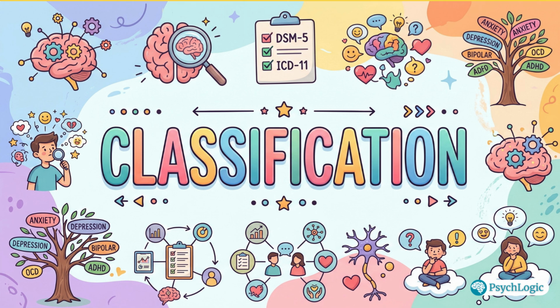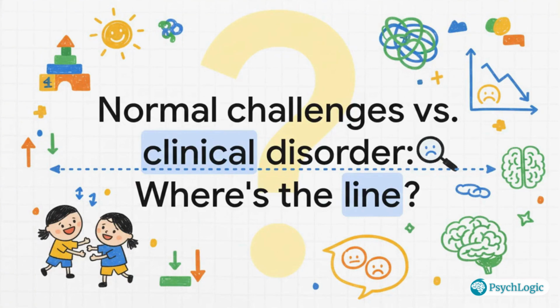Okay, first things first, we have to build a foundation. Before we can even begin to talk about any single condition, we really need to get a handle on how the experts think about them. And that all starts with one simple idea: classification. This really is the million-dollar question, isn't it? Every single kid has bad days, they have tough weeks, they have challenging phases. So where is the line? Where do you draw the line between just normal growing pains and an actual clinical disorder?